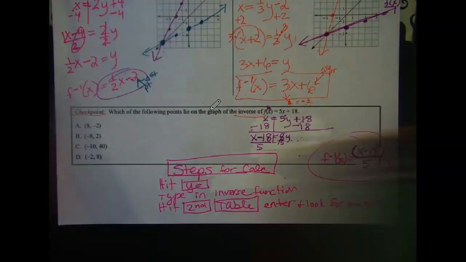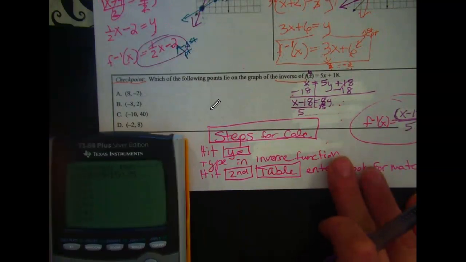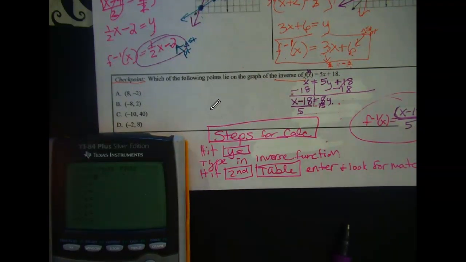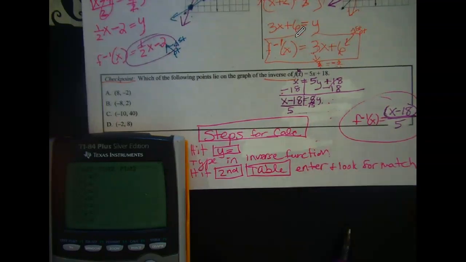In our graphing calculator, I'm actually going to put my graphing calculator on the screen here so we can see the steps, my inverse function, and then how I'm going to check the ordered pairs. So I'm just going to clear that out and go back to the main screen. My steps say we hit the y equals key. So I'm going to hit y equals, and hopefully nothing's in there. If there is, you need to clear it out. And we're going to type in our inverse function: parentheses x minus 18, parenthesis, and then all of that is divided by 5.